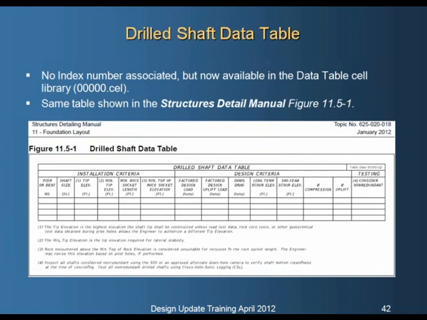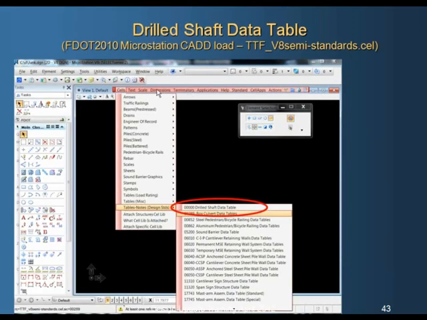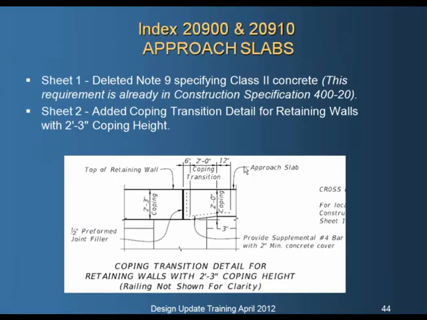On the same lines, the drill shaft data table, we don't actually have a standard associated with that, but we have a need to include that in all projects with drill shafts, so we've added it to the data table cell library, so it is available for designers. It matches that one shown in the structures detail manual in chapter 11. You can access that from the structures bar menu. Since it didn't have an index number associated with it, we've named it 0000 at the top of the list there, so it should be easy to find.